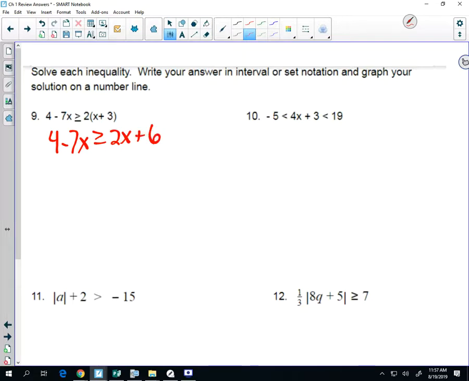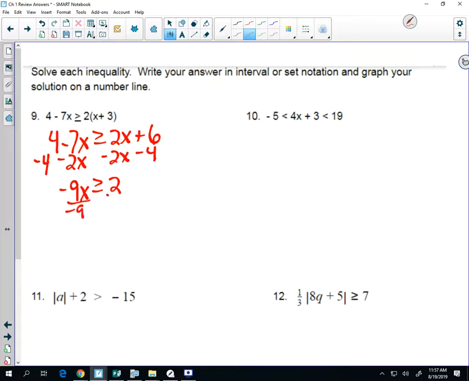So I'm going to distribute that 2, and then I'm just going to get stuff together. Again, up to you how you do this. I like to keep my x over here, so I'm going to subtract the 2x over and subtract the 4 this way. If you do it the other way, you're going to just have to move your number at the end, so it's all going to work out the same. Negative 9x is greater than or equal to 2.